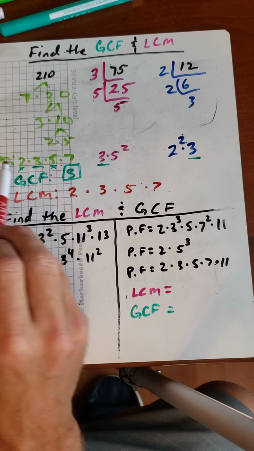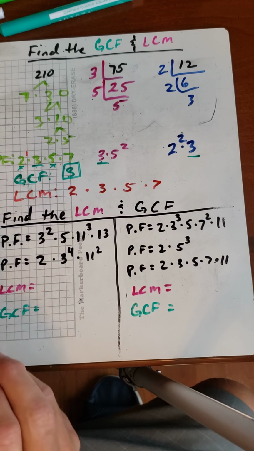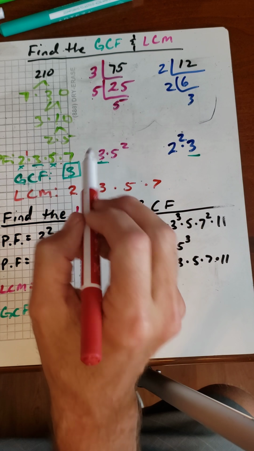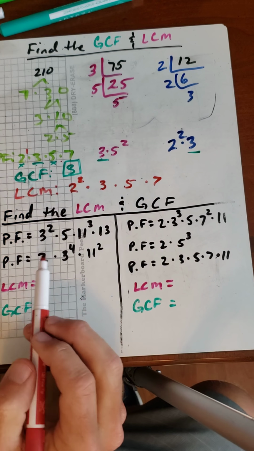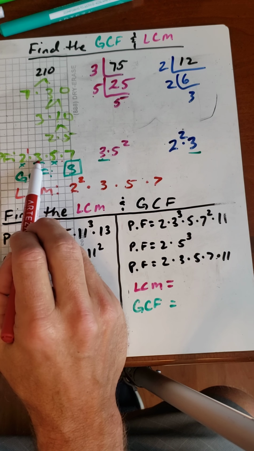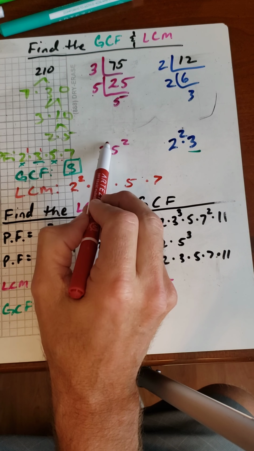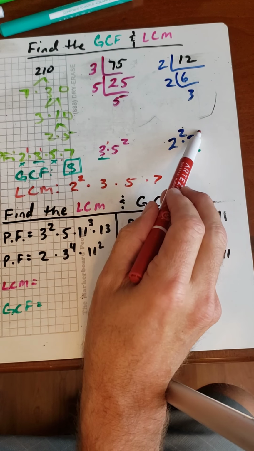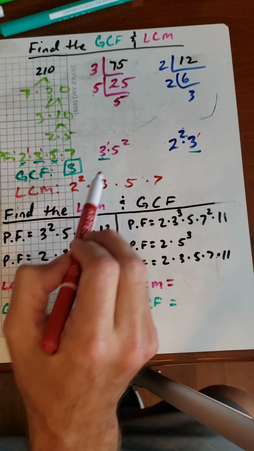So I look at the 2, and that has an exponent of 1. That has an exponent of 2. So that means I'm going to use 2 squared because that's the bigger exponent. Then I look at 3. Well, this 3 has an exponent of 1. This 3 has an exponent of 1. This 3 has an exponent of 1. So that's all I'm going to do is the 1.